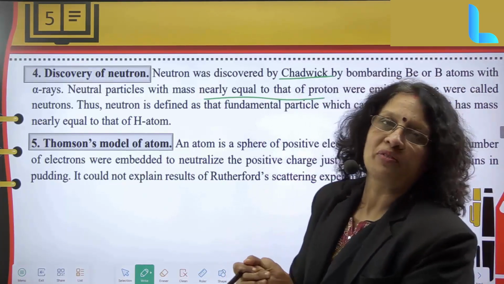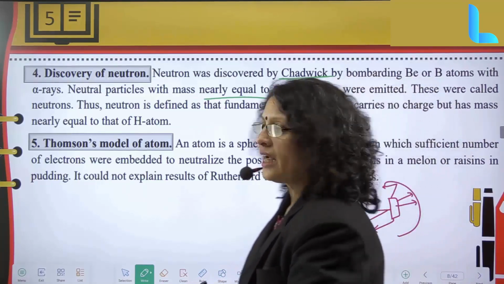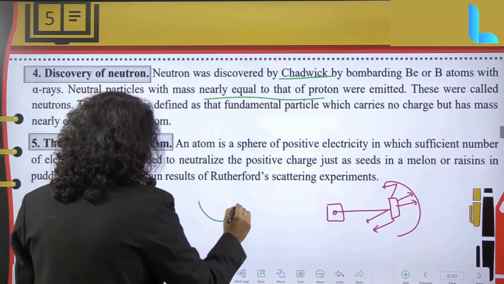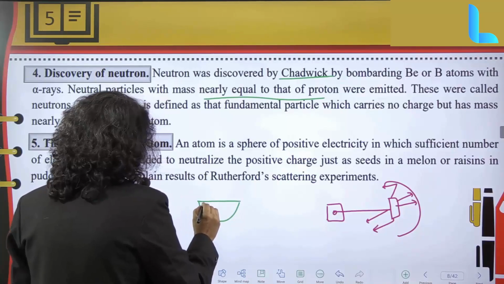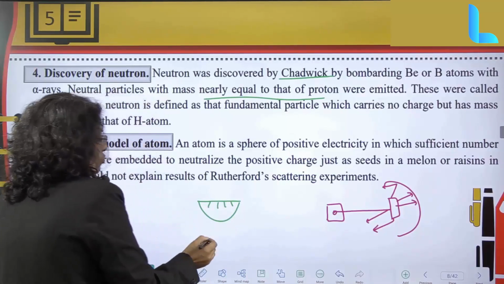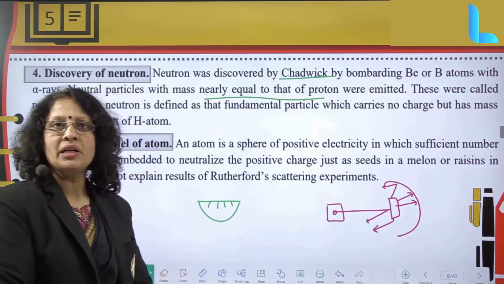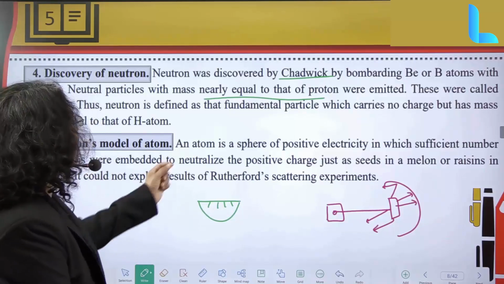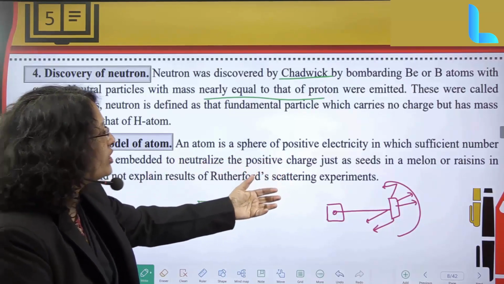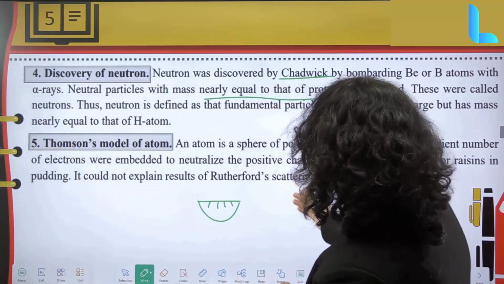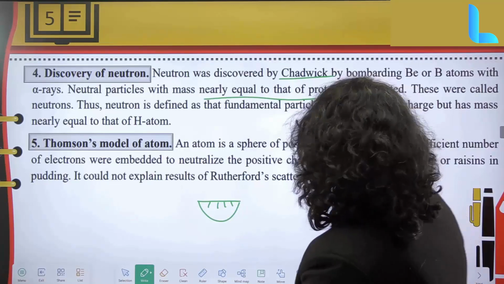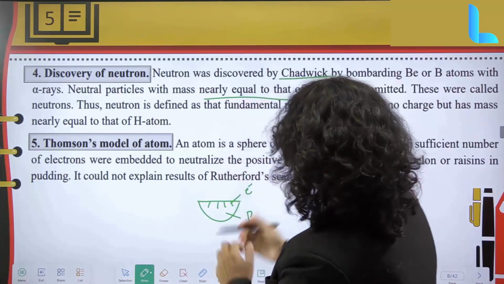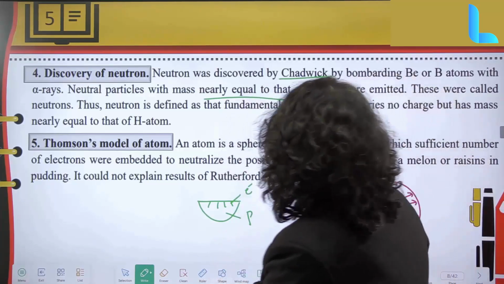Now what is the Thomson model of atom? Thomson compared the atom with different models, like the plum pudding or watermelon model. There are seeds in the watermelon and there is a red pulp in the watermelon. So an atom is considered a sphere of positive electricity in which a sufficient number of electrons are embedded to neutralize the positive charge, just like seeds in the melon or raisins. So the seeds are compared to electrons, and the pulp is considered the protons. It could not explain the result of the Rutherford experiment.